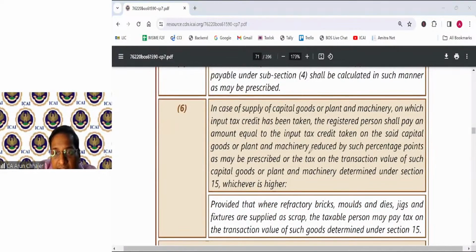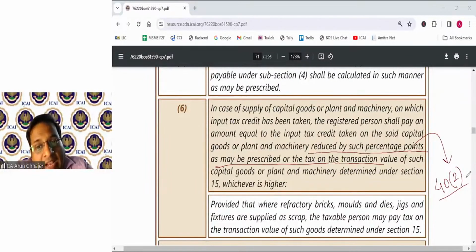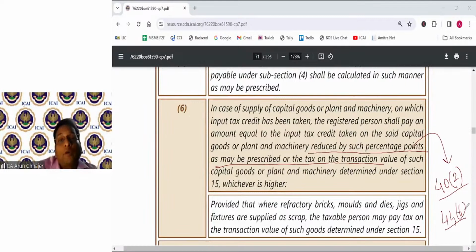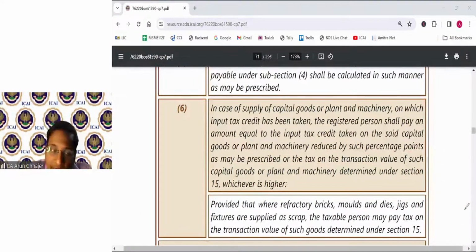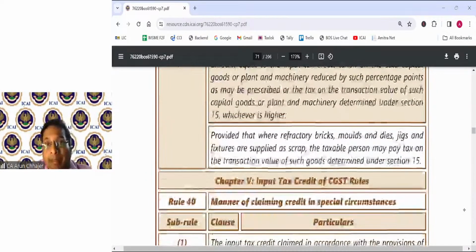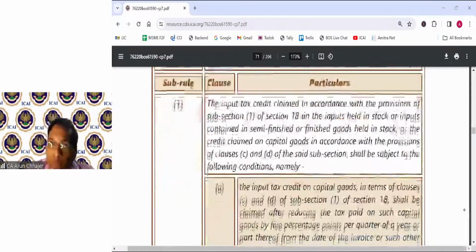Now see, it says "reduced by such percentage point as may be prescribed". This particular language is written in Rule 40 sub-rule 2. But in Rule 44 sub-rule 6, it says remaining useful life on pro rata basis. So it is not exactly matching the language. But if you are deciding to use Rule 40 sub-rule 2, 5% per quarter, then please mention in your working the assumption that we have not calculated according to Rule 44 sub-rule 6.